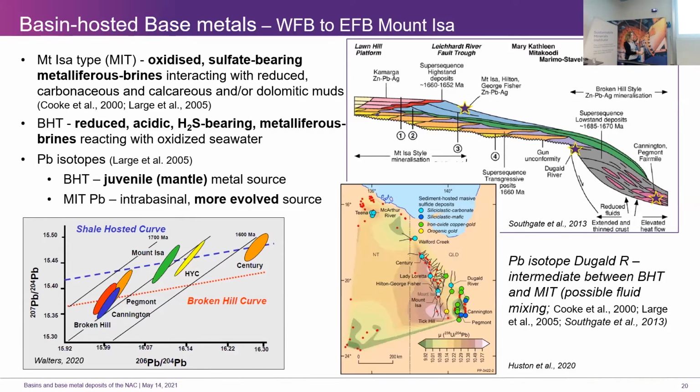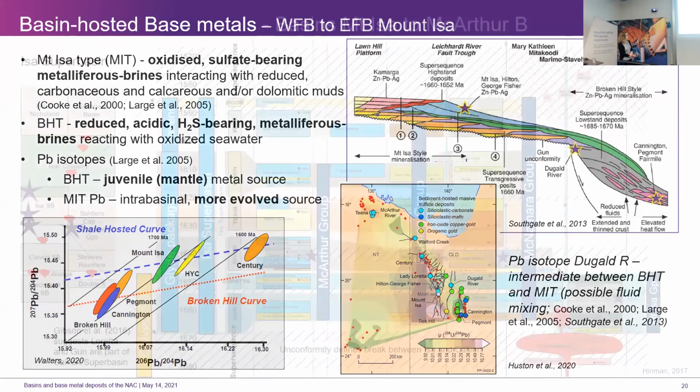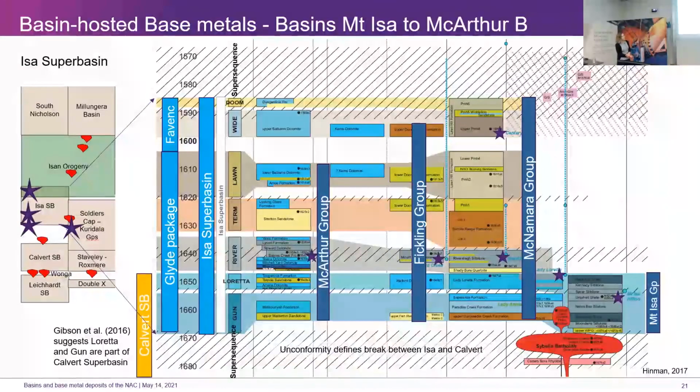And that just shows that difference in map view from Cannington here, Dugald River sitting in the middle, over to Mount Isa and up to McArthur River. And we'll take a quick look at those deposits. But first, just looking at the basins.